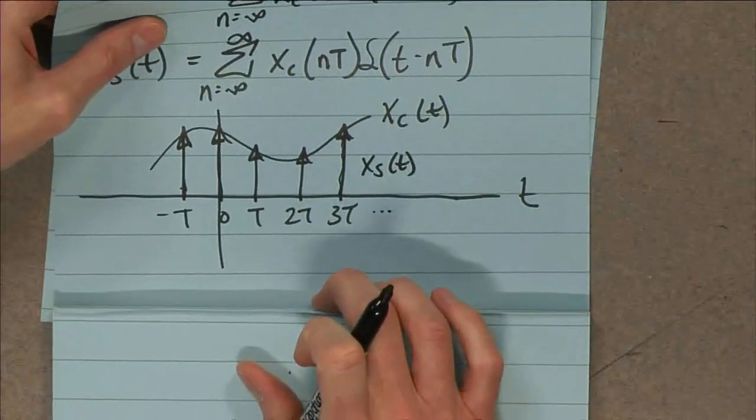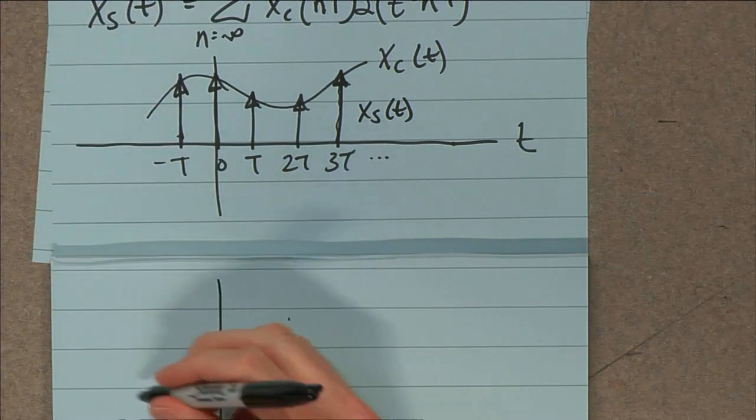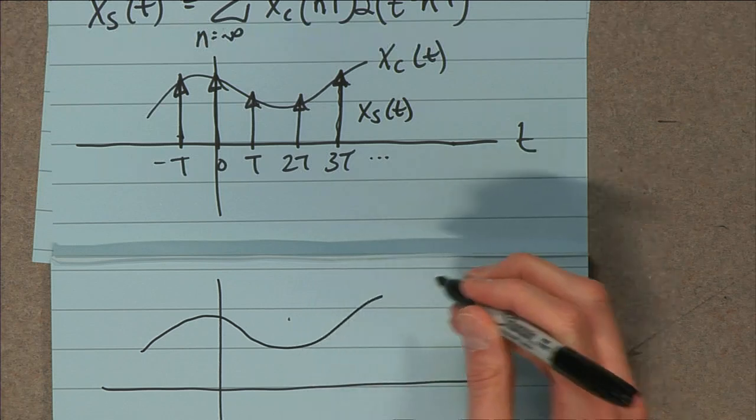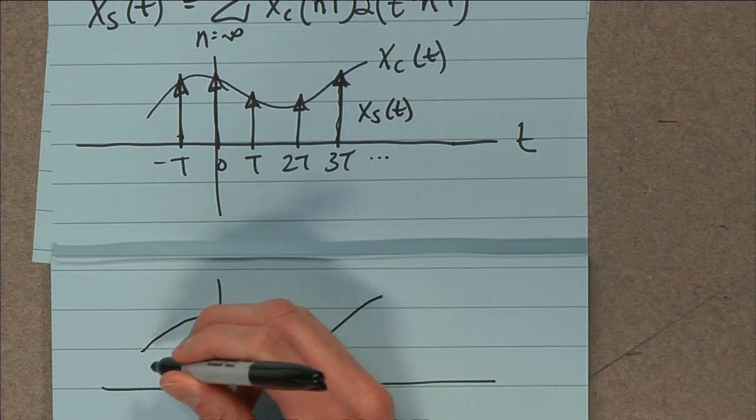Now, what does the discrete time version look like? Well, we'll just try to draw the same curve. But now we're in discrete time.